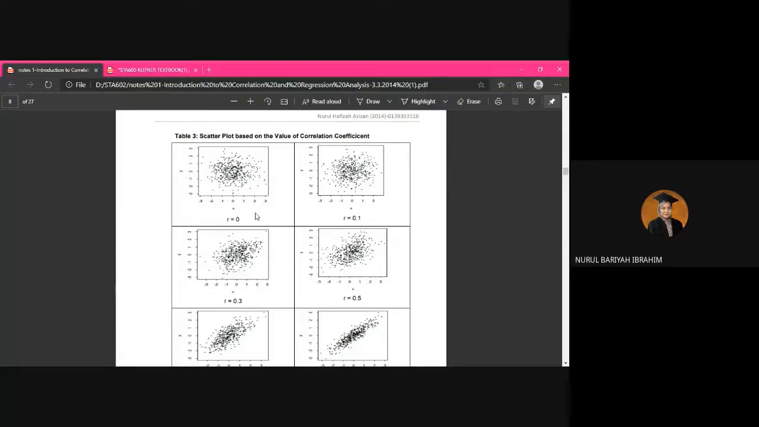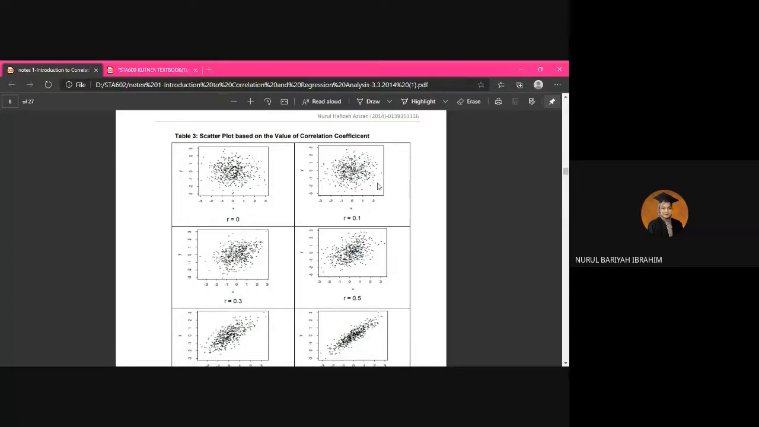When we draw the scatter diagram of Y versus X, this is the diagram that we have. It seems there is no linear relationship between Y and X, right? Because the points are scattered, there is no pattern, no trend. Okay, but when we calculate the value of R, it is 0.